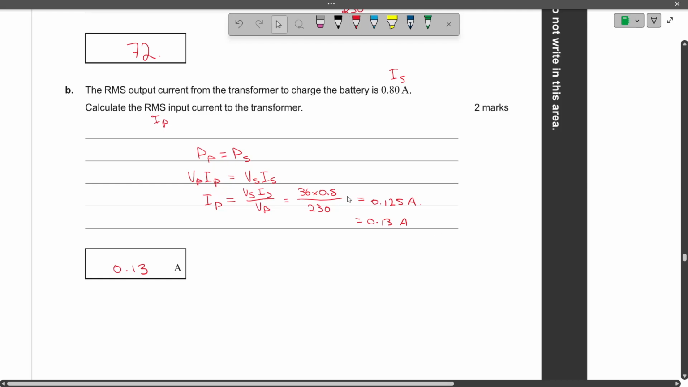They shouldn't penalize you, okay? Because you've shown that you know what to do here. Again, it's not a significant figures question, it's a question about transformers. They're not looking for significant figures here. They're just saying, do you know how to work with transformers?